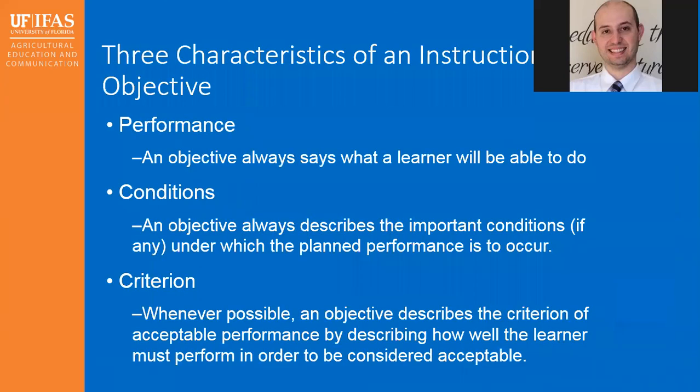So what is meant by performance, conditions, and criterion? Well, performance deals directly with what the learner will be able to do. In turn, your objectives should explicitly outline what that is. Conditions relates to just that, the condition that is needed for the planned performance and should be apparent within your objective. Finally, there is criterion. This outlines what is acceptable performance by the learner, and your objective should describe how well the learner must perform in order to be considered acceptable.